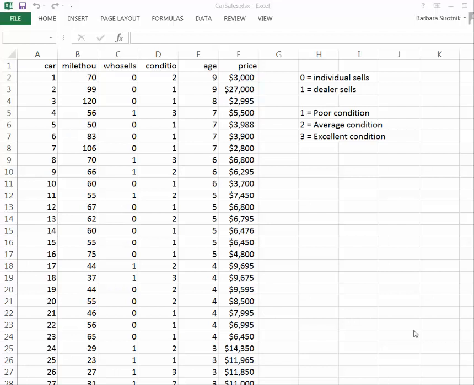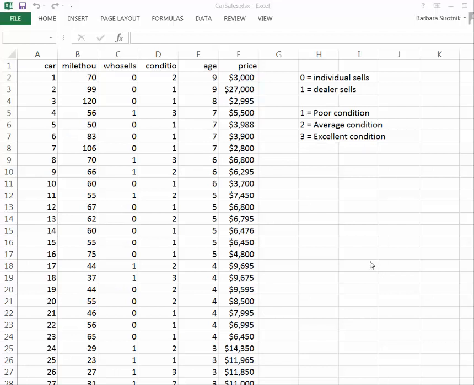Well, now let's try another example, and this example is going to have some interesting little tidbits to it. So this is an example about trying to sell a used car. We want to predict what the price of that used car should be, and it's going to be based on mileage in thousands and who sells the car, whether it's an individual or a dealer. And as you'll see up here, individual is coded as a 0, dealer is coded as a 1. Also, the condition of the car, where 1 means poor condition, 2 means average, and 3 means excellent. And finally, the age in years of the car.